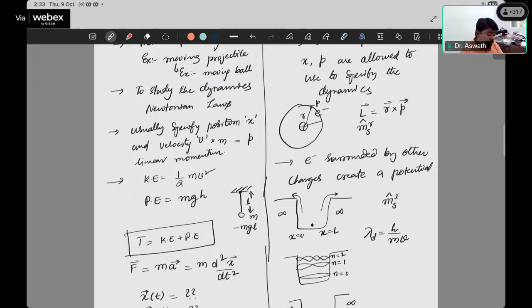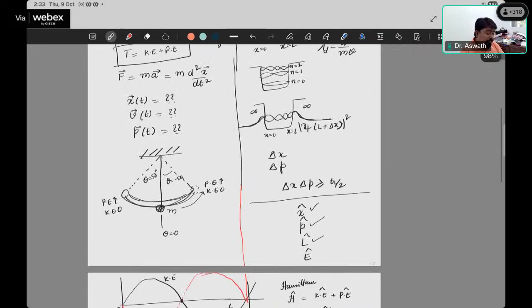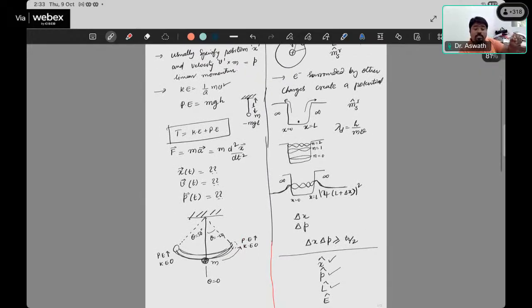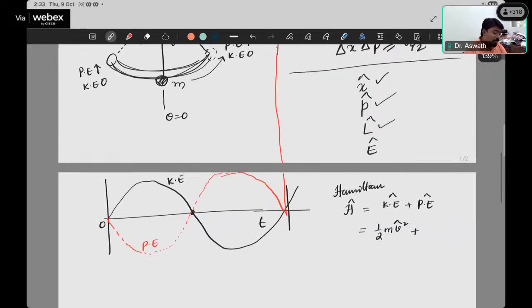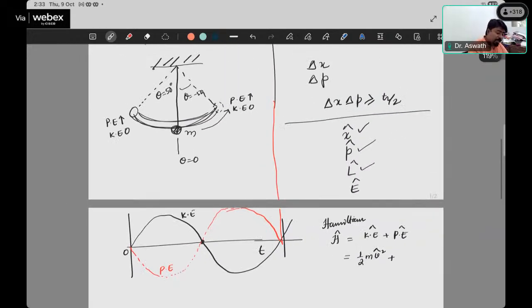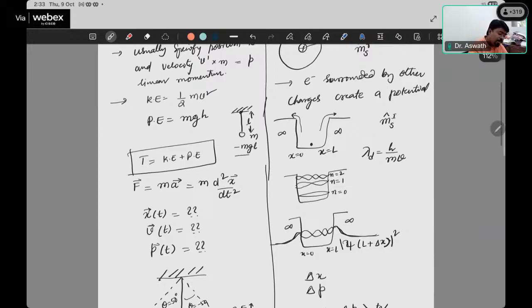The trick here is that in a classical system, if I have a potential energy in the system and I disturb it by some means, what happens? It is going to execute oscillations. Remember, even though the system is classical, because of the potential energy, which is minus mgl, if I disturb the system by giving some deviation, it is going to execute oscillations.